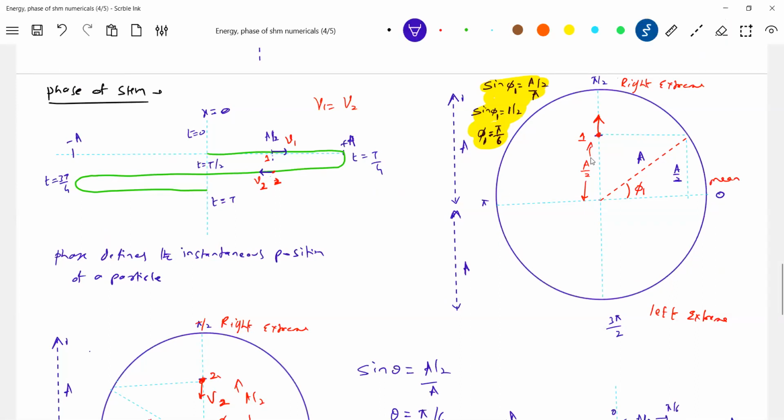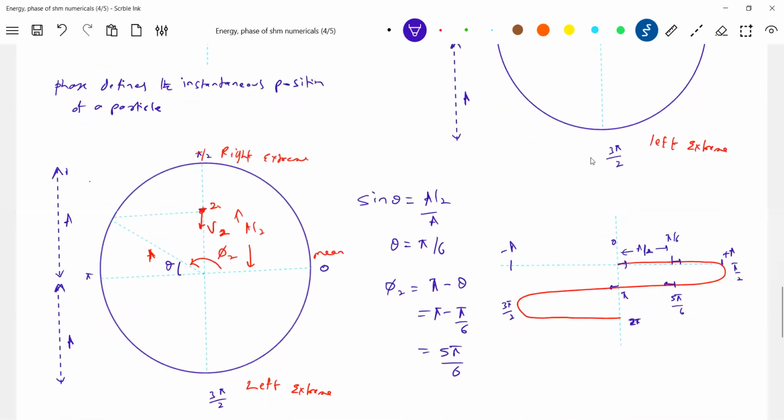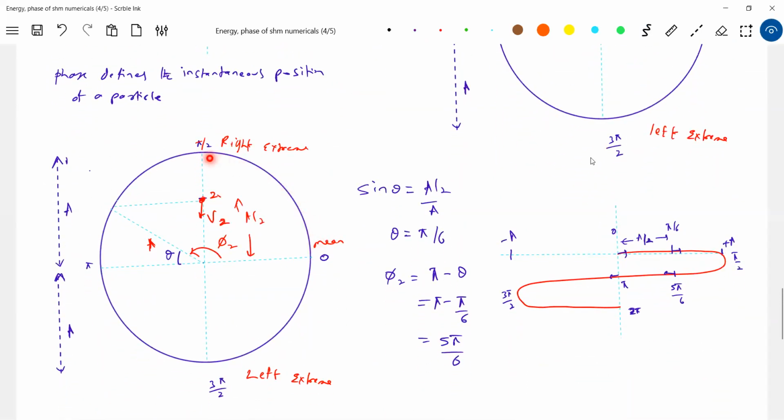I think it is understood. So like a protractor, it will be 0, pi by 2, pi, 3 pi by 2, and this one. So the left extreme will be 3 pi by 2.